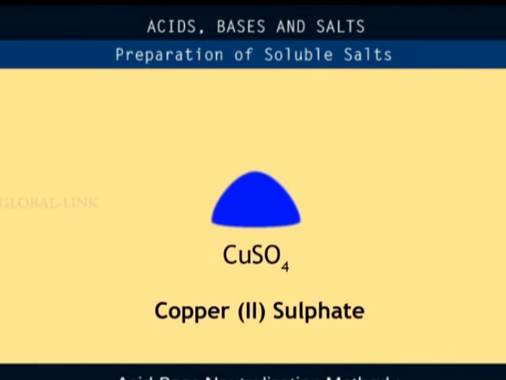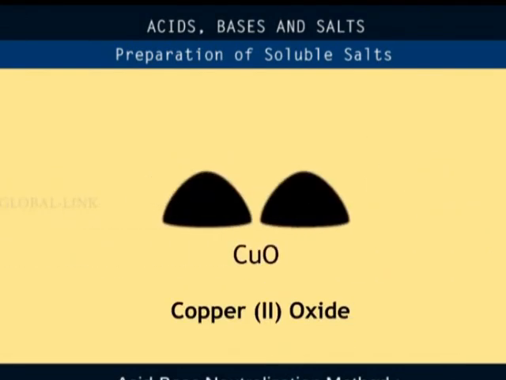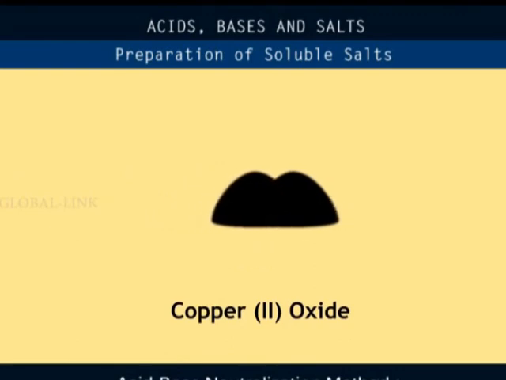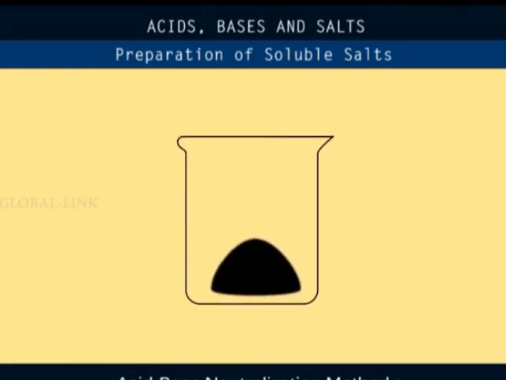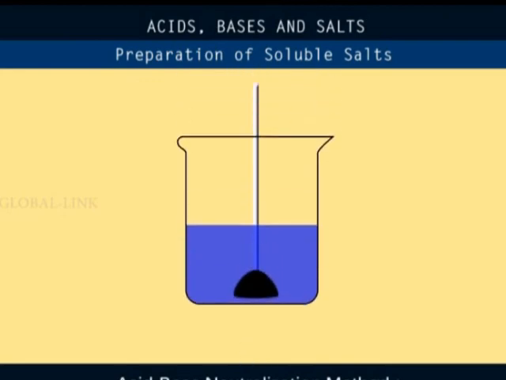Copper 2 sulfate is a common salt, either as crystals or in solution. We can make our own copper 2 sulfate. We put 2 spoonfuls of copper 2 oxide, that is the black powder, into a beaker. And then we add sulfuric acid and mix them with a glass rod. The rate of dissolution is slow, but when heated on a Bunsen flame, the solution turns blue. To ensure that all the acid has reacted, confirm that there are some unreacted copper 2 oxide.